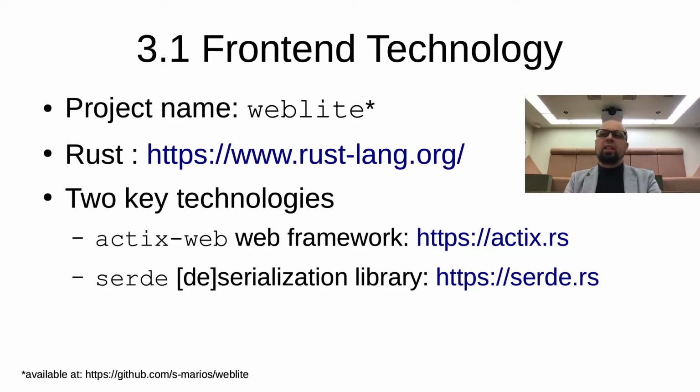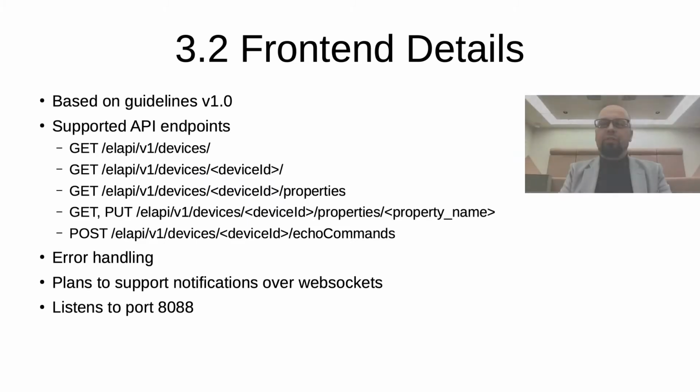Moving on to the front end, its project name is Weblite. It is developed using the Rust programming language and utilizes two key technologies. First, the Actix web framework, and second, Serde, a framework for serializing and deserializing Rust data structures. The frontend is based on version 1.0 of the guidelines and supports the APIs listed. Briefly, it can list the devices available in the network and allows setting and getting of their properties with appropriate error handling. We have plans to support notifications using WebSockets.